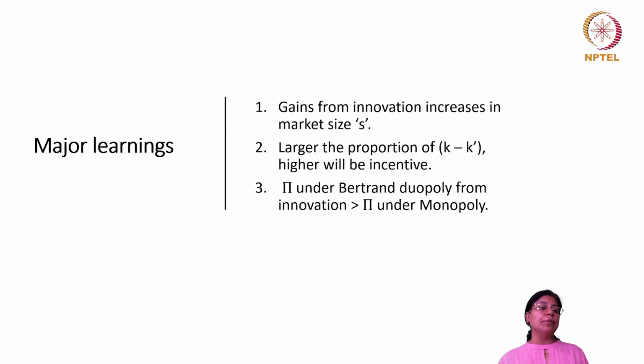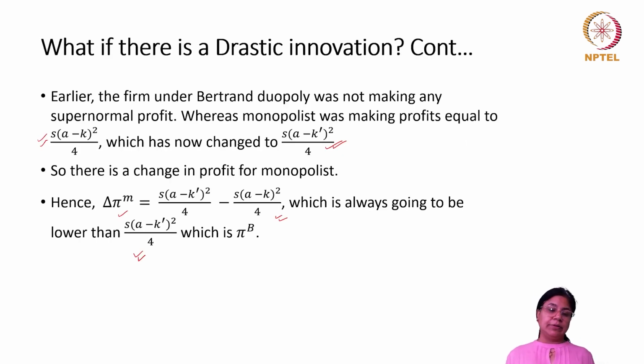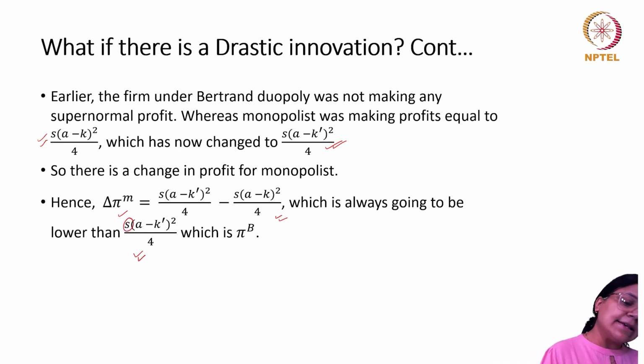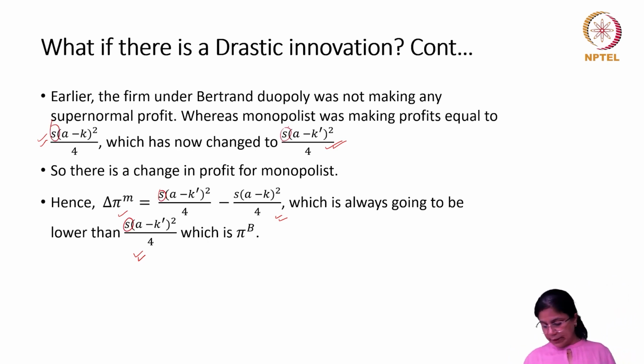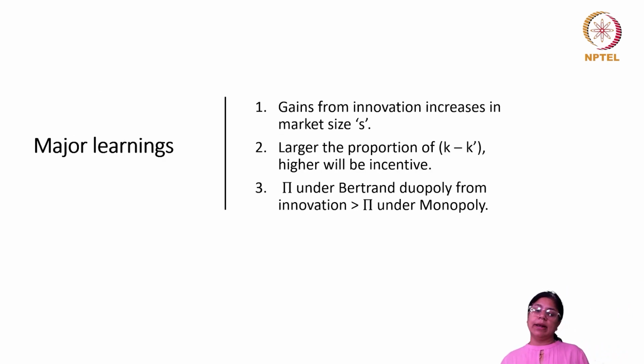The major learnings from this entire exercise. First, there are going to be gains from the innovation, and those gains are going to increase with S. So where is this S coming into the picture? If you look at all the profit equations that we have got, S is in the numerator, right? So your profits are increasing with S, which we have defined earlier as the market size. The bigger the market size, the more gains are going to accrue to a monopolist or a Bertrand competitor.